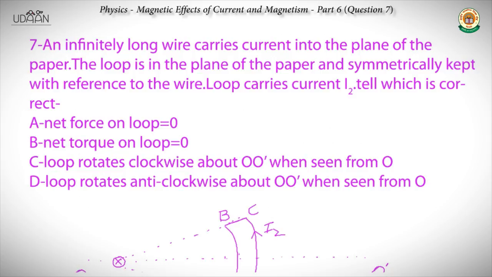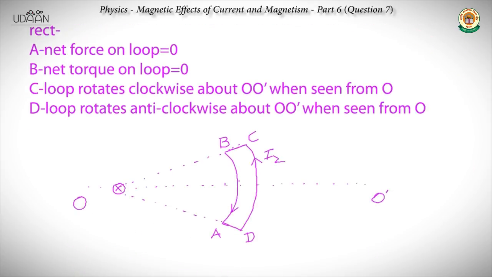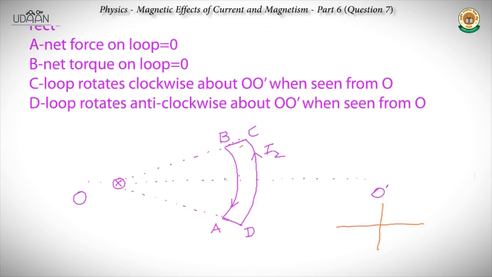Can you tell us how we approach this question? First, for simplicity, let's understand how this loop is oriented. If we look from O, what we'll see is the infinite wire, which is going into the plane of the paper. And the loop, because it is in the plane of the paper, will be seen edge-on, so this whole loop will be represented like a line. Now let's see how we'll go about solving it.